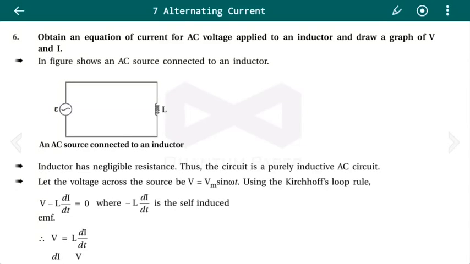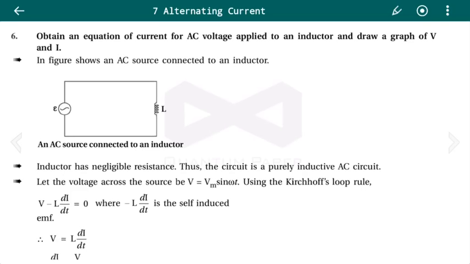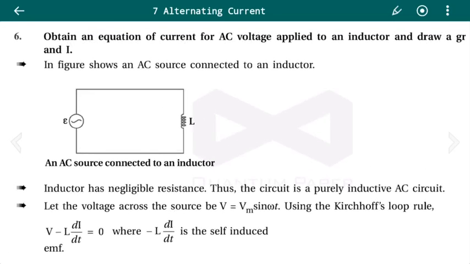In this video we are going to derive the equation of current for AC voltage that is applied to an inductor. So obtain an equation of current for AC voltage applied to an inductor and draw a graph of V and I. As you can see over here, we need to find the equation of the current for voltage that is applied to an inductor.